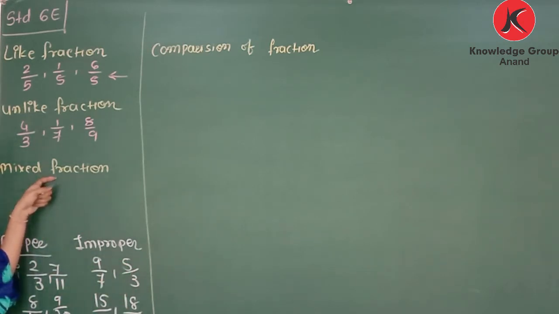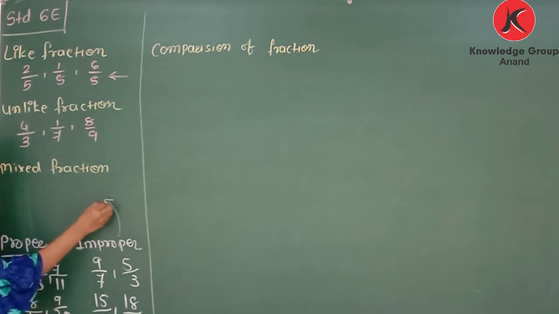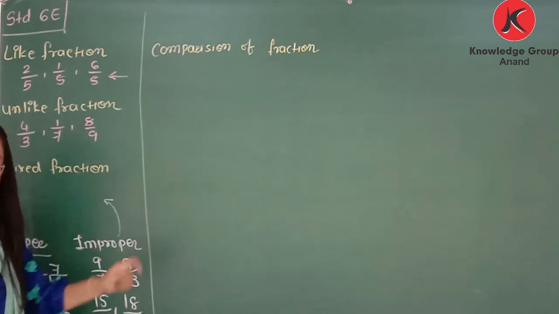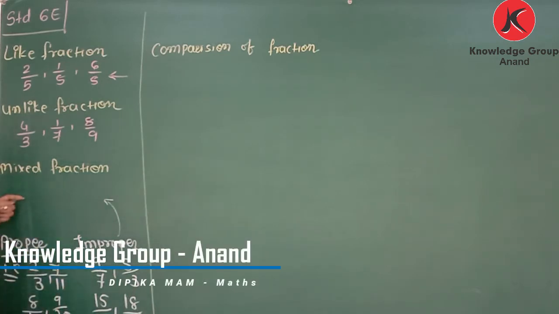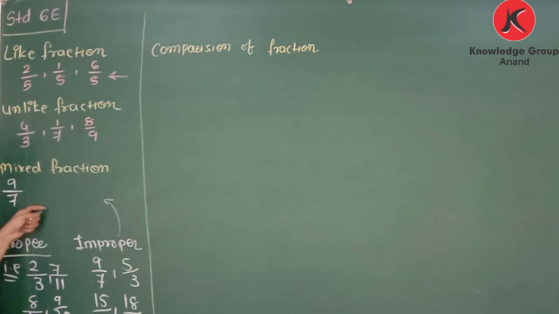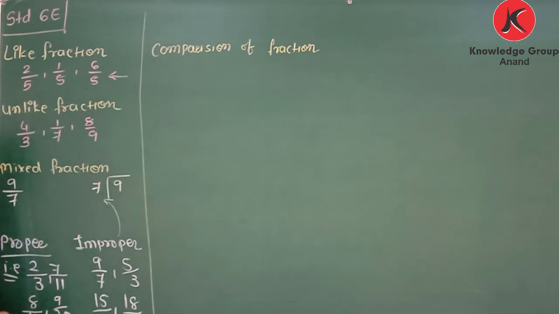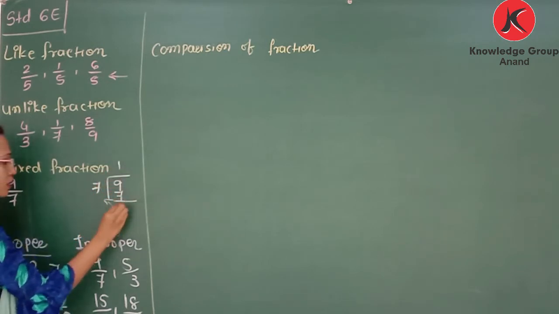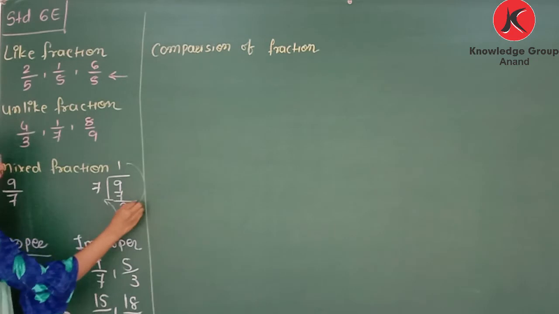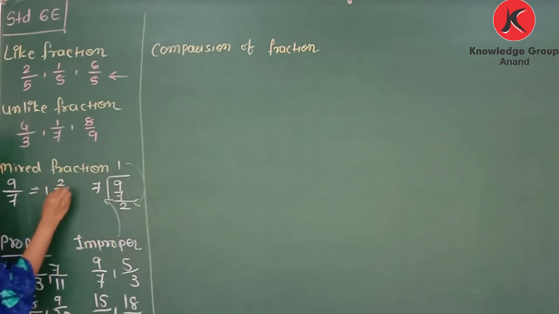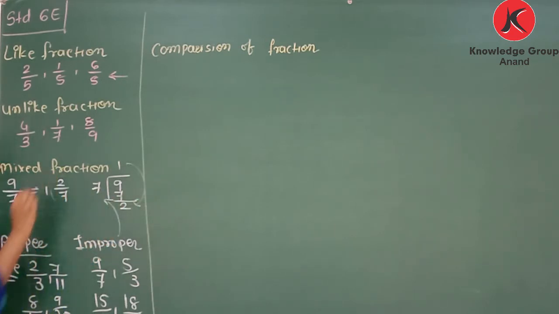After that we can learn mixed fraction. Improper fraction is converted into mixed fraction. It is a combination of whole part and fraction part. So if we have an improper fraction like 9 by 7, then we convert 9 by 7 into a mixed fraction by dividing 9 with 7. So 7 ones are 7, remainder is 2. So write it clockwise, so it is 1, 2 by 7. This is the whole part and this is the fraction part. Each improper fraction can be converted into a mixed fraction.